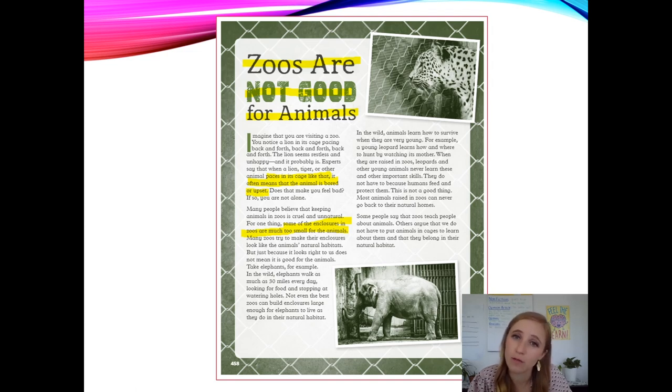What about in that paragraph? Did you notice any reasons? I noticed that the author told us that when animals like leopards are raised in zoos, they never learn important skills.